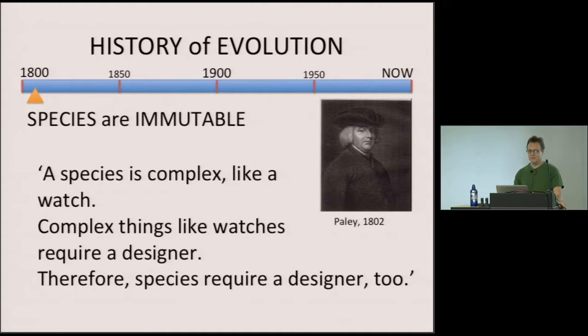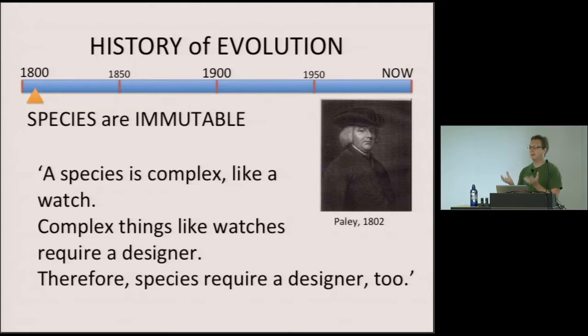I'm going to bring up this watchmaker analogy because, one, it's very famous. It's still sort of thrown around. And two, it's actually a form of argument that's used today by critics of evolution. So I'm going to talk about it. It's an argument from analogy, and it kind of goes like this.